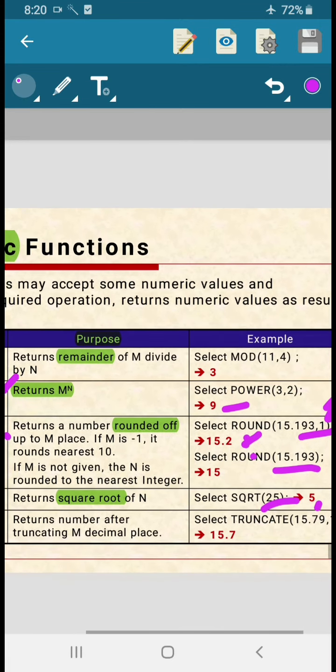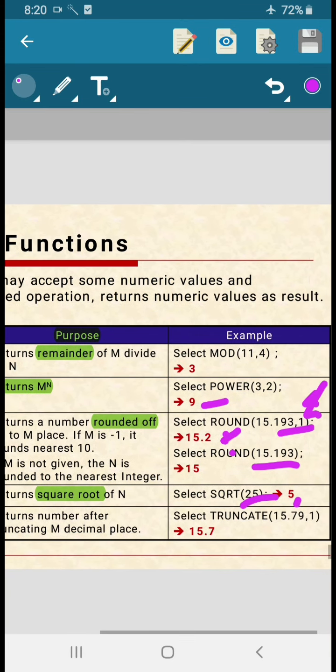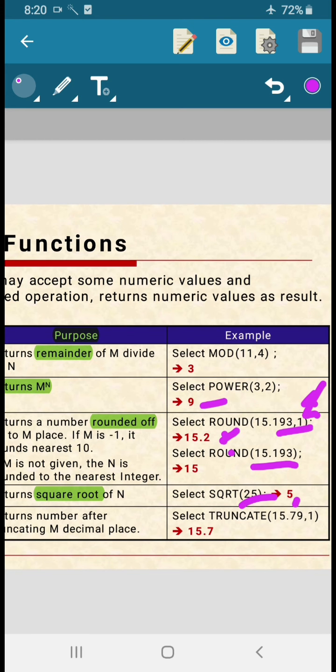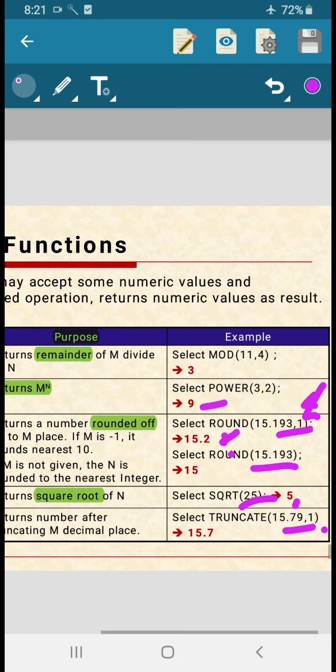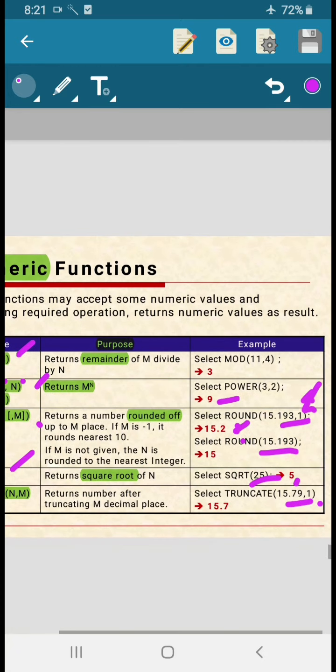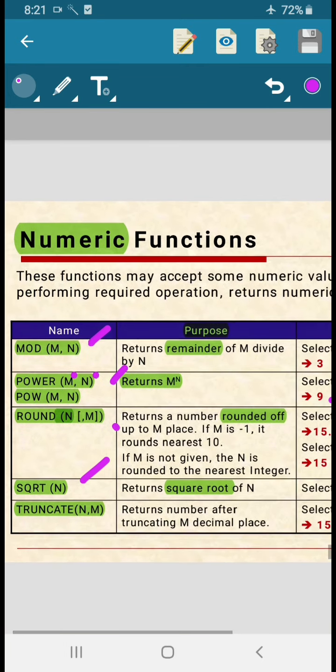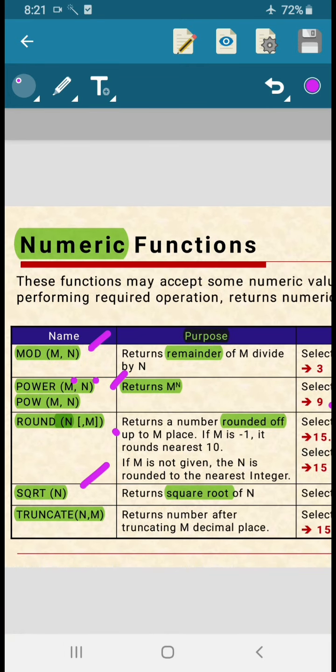And similarly, truncate also works similar to round, whereas round goes towards the nearest value, truncate returns only up to the decimal point. For 15.79, with decimal position 1, it will give 15.7, not 15.8. The digit after the decimal 7 is 9, and the nearest one is 8, so in the case of round, 9 will be rounded towards 8, but in truncate the answer will be 15.7. It returns the number after truncating.